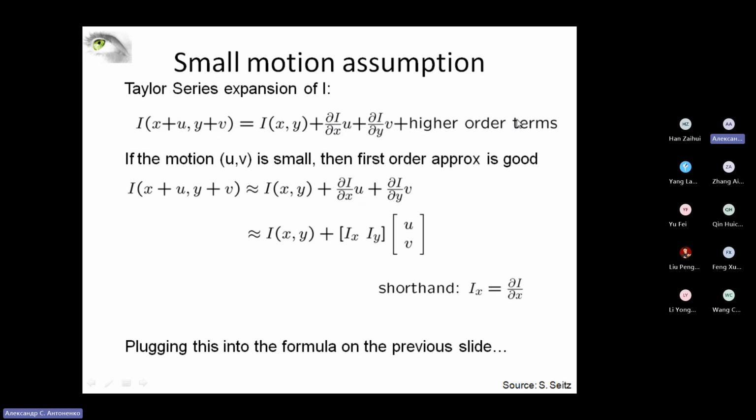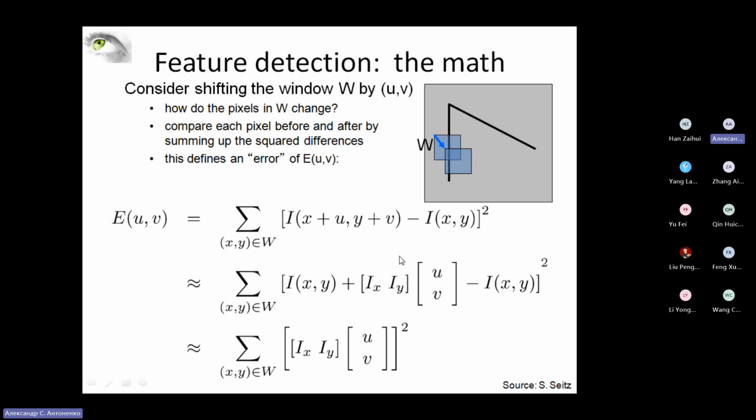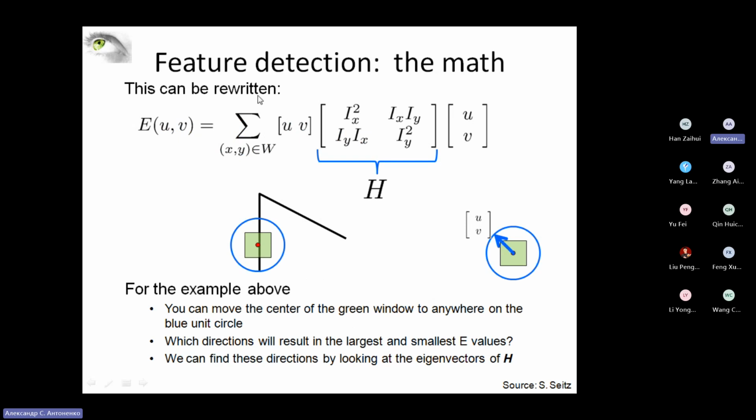If the shift is very small, then the first order approximation will be this one, using this formula, or in matrix view, this. If we then use this formula, we obtain this one, or it can be rewritten as this. And here this H is our structure tensor that we talked about last time. I remind you that it looks like this.